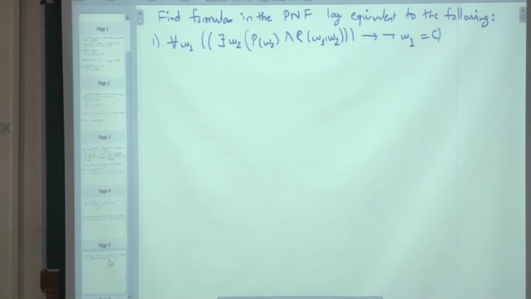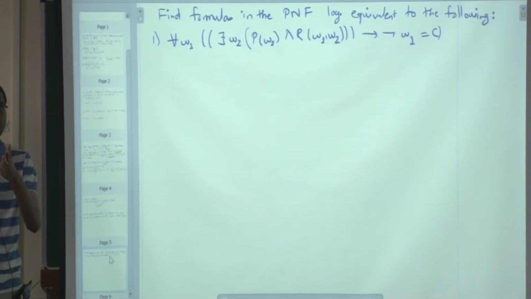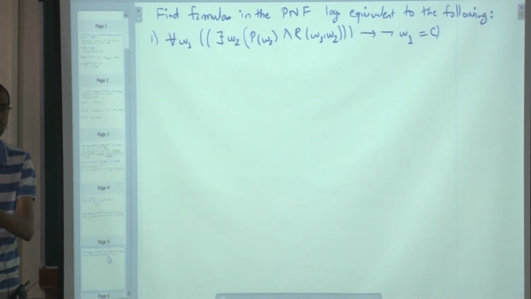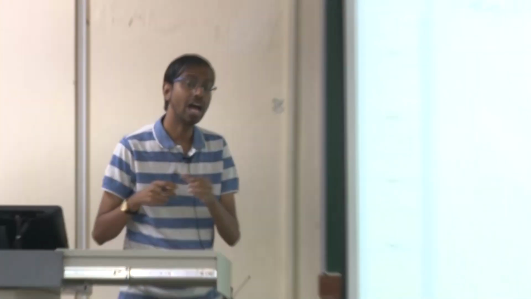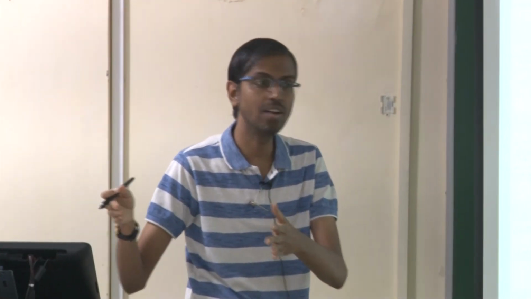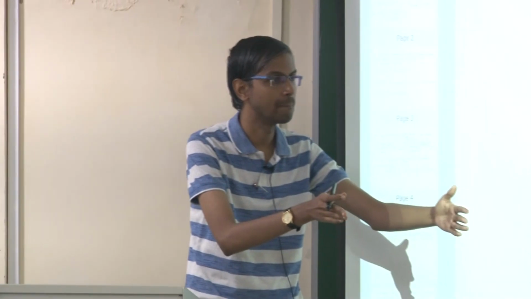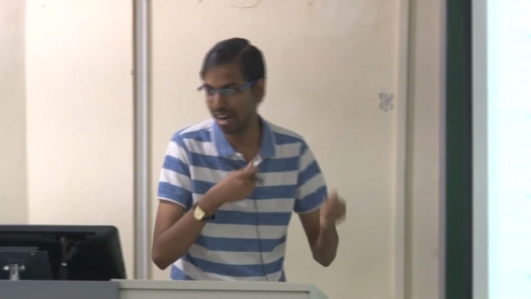Prenex normal form means all the quantifiers are in the beginning. Beginning means always on the outside. So you should always start from the inside and try to bring every quantifier outside. So what about this? There exists a W2 such that P(W2) conjunction R(W1, W2). I hope I have written the brackets correctly.